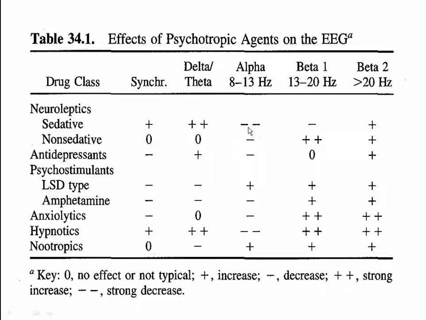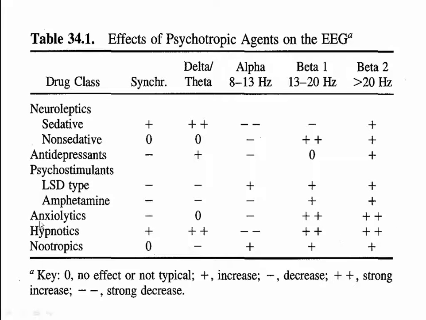We have a strong decreasing effect in the alpha frequency from these sedative neuroleptics. These are also decreasing beta 1 but increasing beta 2. These are frequencies greater than 20 hertz. So here we have virtually every single one of these drugs causing an increase in the fast beta frequencies, and sometimes a fairly strong increase in the fast beta frequencies.